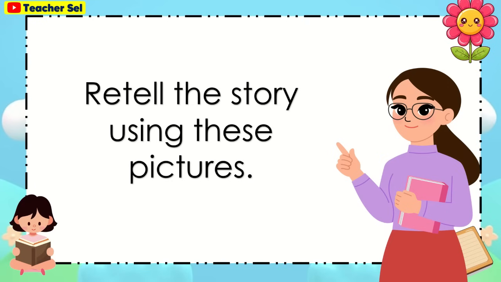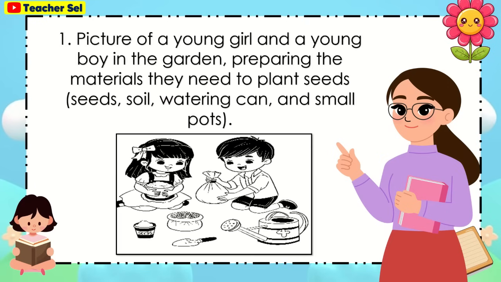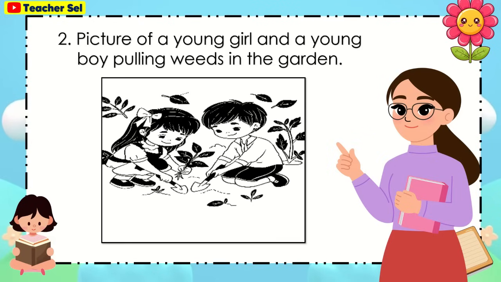Retell the story using these pictures. Picture of a young girl and a young boy in the garden preparing the materials they need to plant seeds. Seeds, soil, watering can, and small pots. Picture of a young girl and a young boy pulling weeds in the garden.